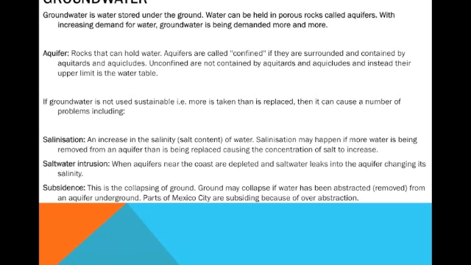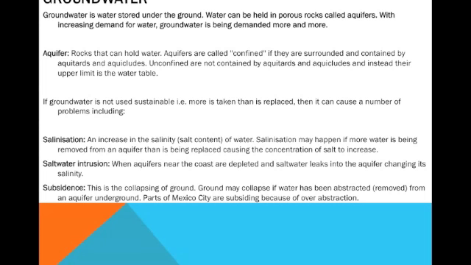So groundwater. Like we said, it's water stored under the ground. Water can be held in porous rocks called aquifers. With increasing demand for water, groundwater is being demanded more and more. So what's an aquifer? An aquifer is a rock that can hold water. Aquifers are called confined if they are surrounded and contained by aquitards and aquicludes.